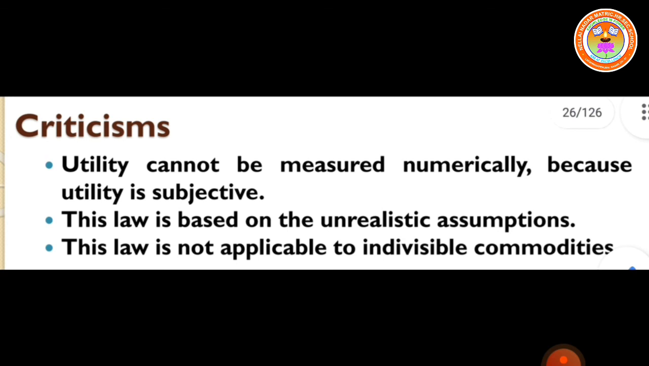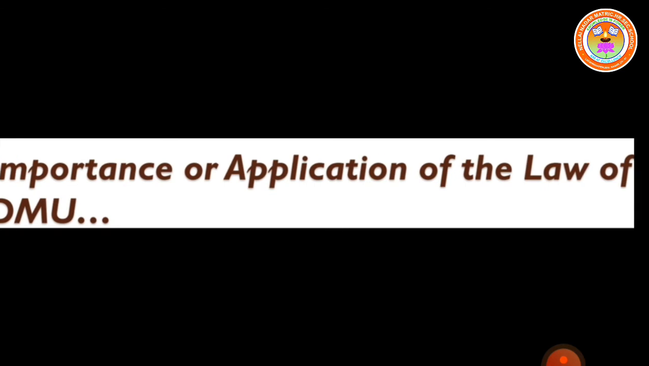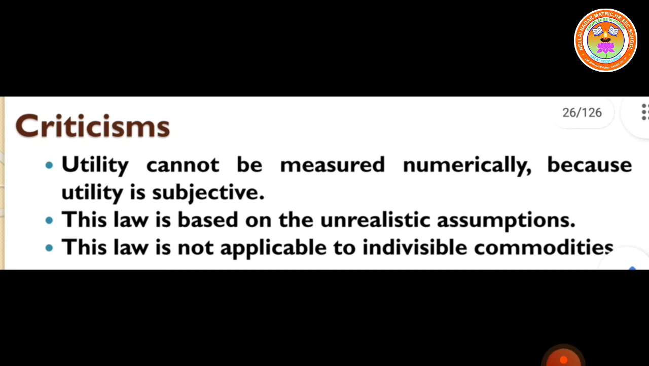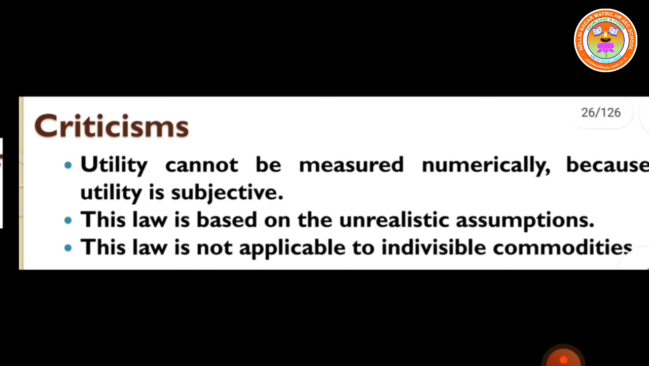Okay, here the next one is the criticism of this law of diminishing marginal utility. First criticism: the utility cannot be measured numerically because utility is subjective. Second, this law is based on unrealistic assumptions. Third, not applicable to indivisible commodities. These are the important criticisms of this law. The exceptions to this law are hobbies, record music and poetry readings. These cannot be measured at all. So these are the exceptions.